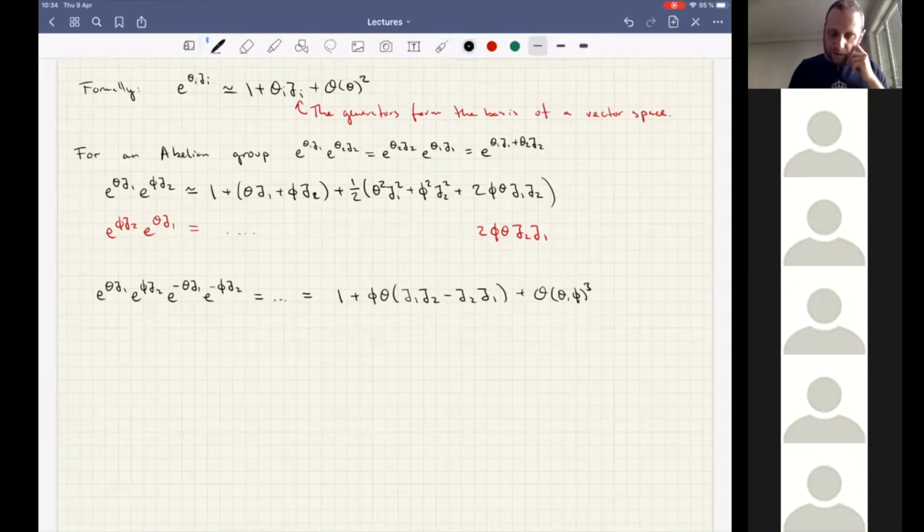Now, since this left-hand side is an element of the group, because it's a multiplication of elements in the group, then this right-hand side must also be an element of the group. And the 1st order here, or the leading order contribution, is therefore a part of this vector space formed by these generators. And I should say that also that this vector space is called the Lie algebra of the group.